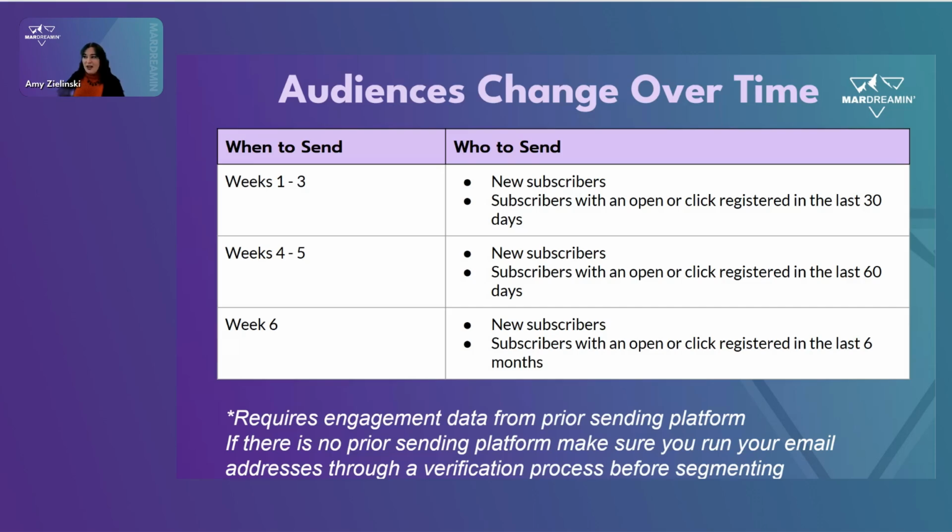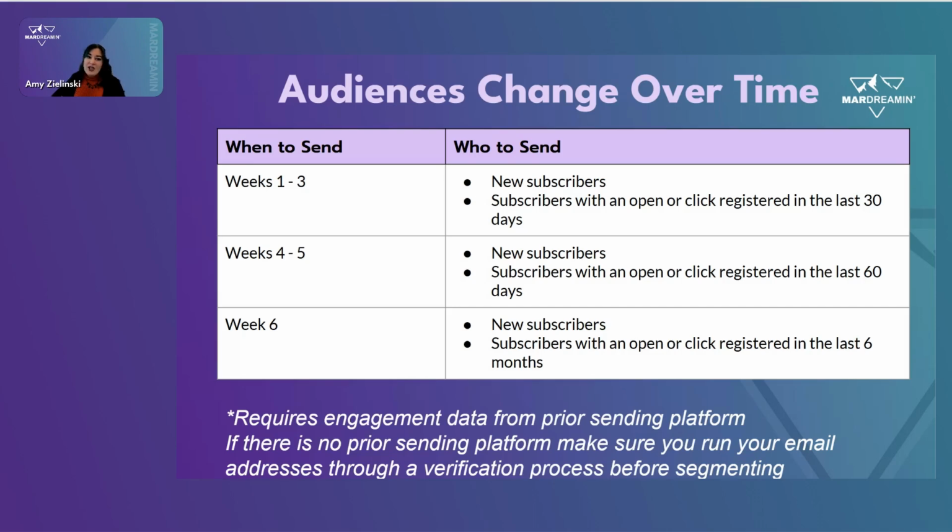In the case that you do have prior engagement data from another sending platform, we're going to aim in those first 3 weeks to send to the most engaged subscribers. New subscribers are always engaged, and so is anybody who has engaged with your emails, or potentially, if you'd like to include it, with your brand in general: if you have app information, if you have website information, or they made a purchase, then you can include those as well. So you want those subscribers with an open or click in the last 30 days. In weeks 4 through 5, I suggest bumping this out to 60 days. And then in week 6, we go out to the last 6 months.